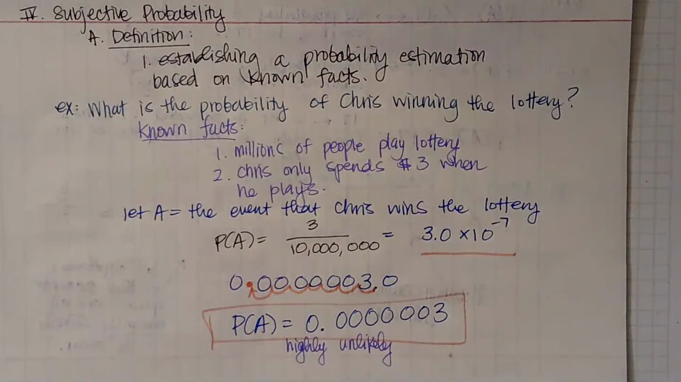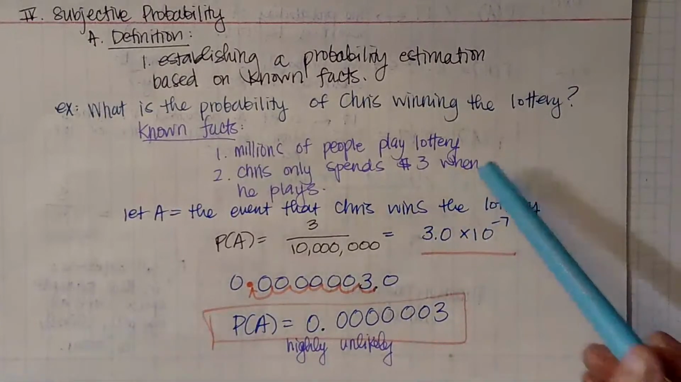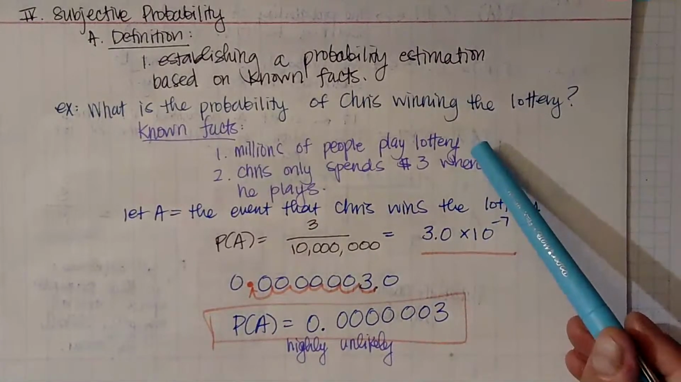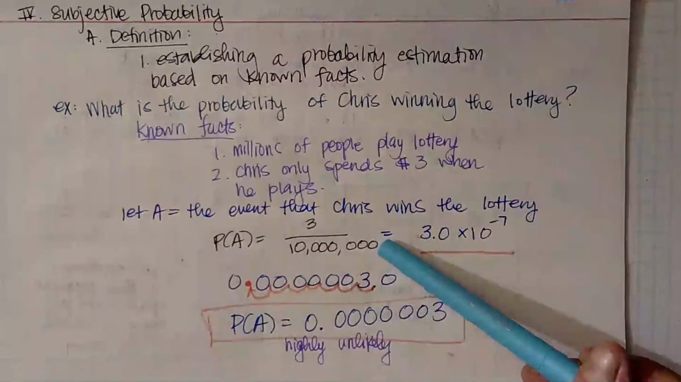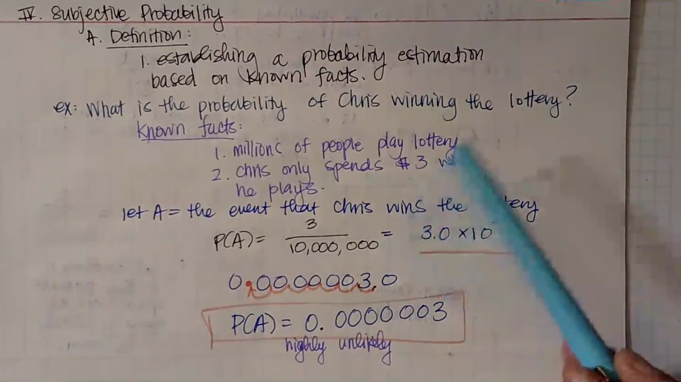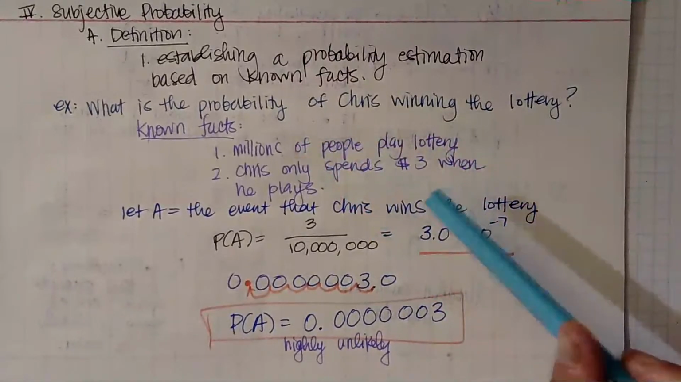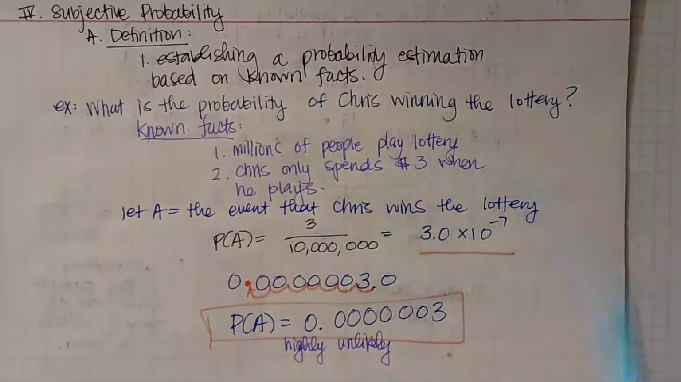So I'm going to give this example. What is the probability of Chris winning the lottery? We don't know much other than a couple of things. We know that millions of people play the lottery. For this example, we said 10 million people, just a ballpark figure. Chris only spends $3 when he plays. So that's event A is three of them, right? Because every time you play the lottery, that's $1, and he plays $3. So there are 3 possibilities out of those 10 million that Chris wins the lottery.